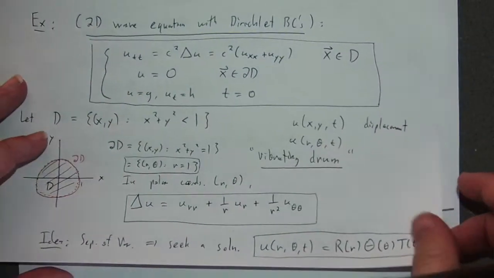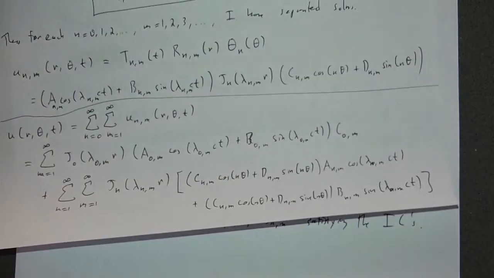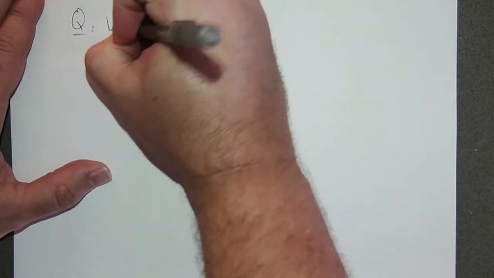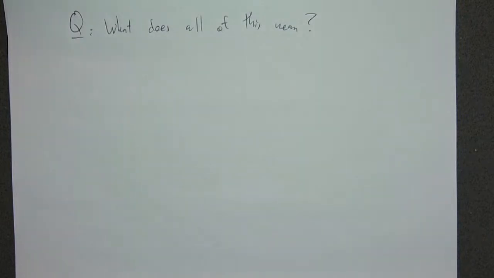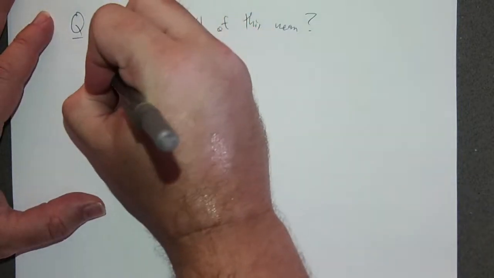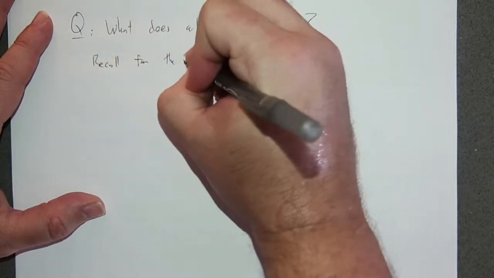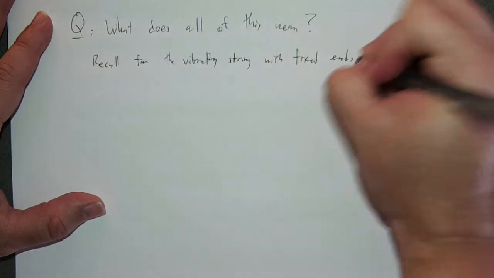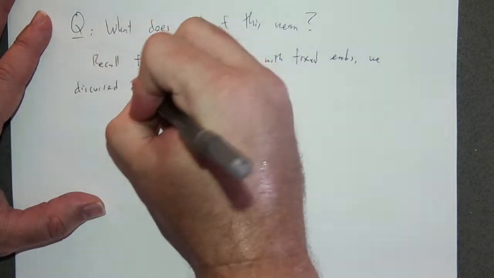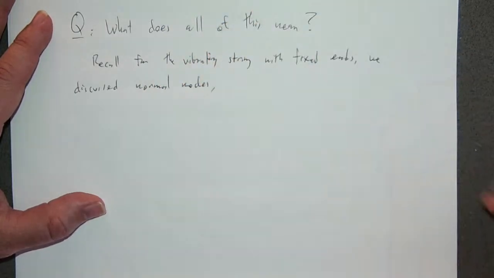Now, the first thing that I want to note here is, what is it that's going on? So remember, here's the big question. Right, what is it that's going on? Because it is extremely easy to get lost in all of the notation and all of the analysis and to lose sight of what it is that's actually happening. So what is it that is going on here? Remember, for the string, we talked about normal modes, natural frequencies, right? So recall, for the vibrating string with fixed ends, we discussed normal modes and natural frequencies.